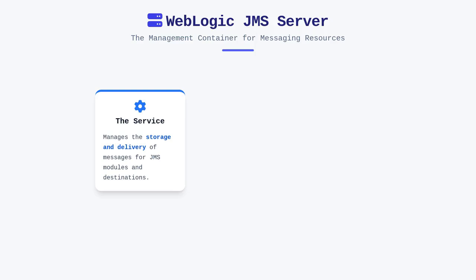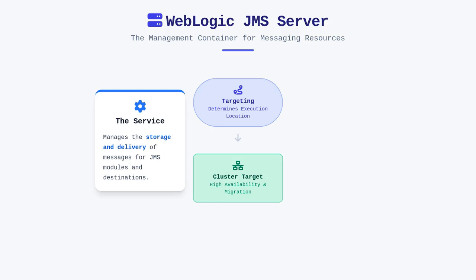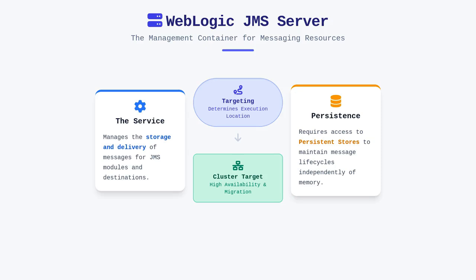From a structural perspective, these servers must be targeted to a specific WebLogic server instance or a migration target to function correctly. This targeting mechanism dictates where the messaging engine actually executes at runtime. If you target a JMS server to a cluster, you are effectively preparing it for potential cross-server migration, which is a critical consideration for high availability environments. You must ensure that the target has access to the underlying persistent store if you intend to use persistent messaging, as the store maintains the lifecycle of the messages independent of the server's immediate memory state.